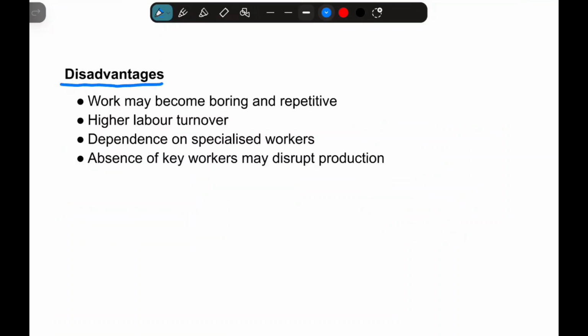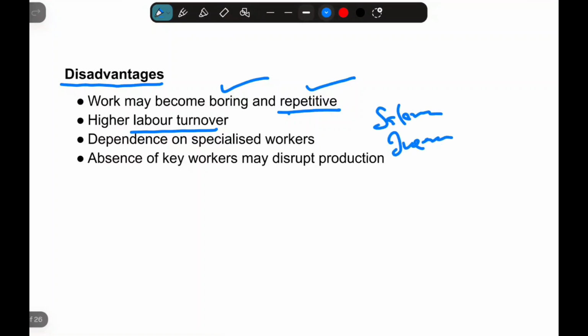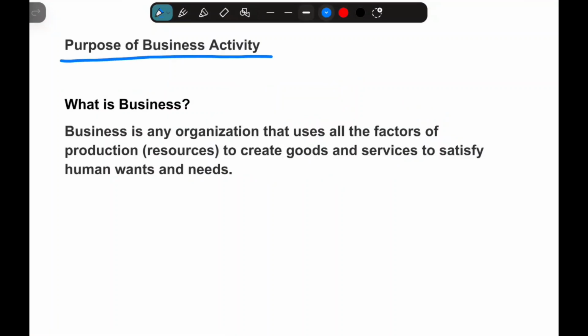Disadvantages of specialization. Work may become boring and repetitive. If a person does the same work again and again, it can become boring. Higher labor turnover. If a person has a specialization, he may ask for a higher salary and incentives, and he can also leave the job. Dependence on specialized workers. Absence of a key worker may disrupt production. Say, for example, he or she is not available for a certain time due to some reasons, so it will disrupt production.